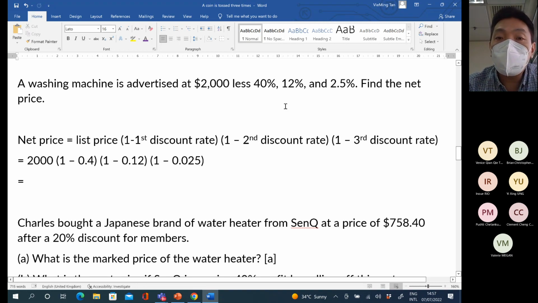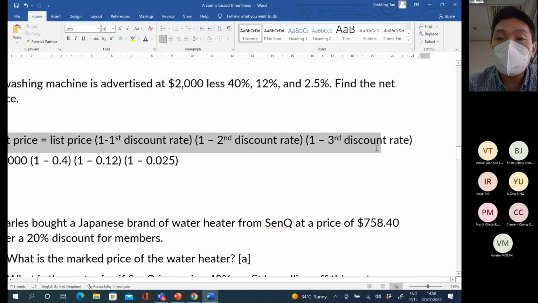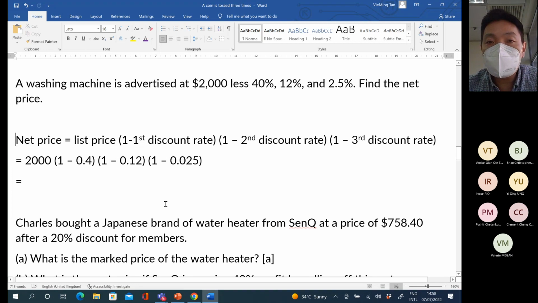Because it involves more than 1 discount, what you can do is simply apply this formula that you learned, right? This formula. So it's using the list price multiplied with 1 minus discount rate, and then multiplied with 1 minus second discount rate, and then multiplied with 1 minus third discount rate. Then you can get the net price directly. Okay.